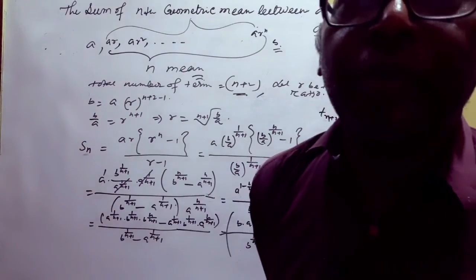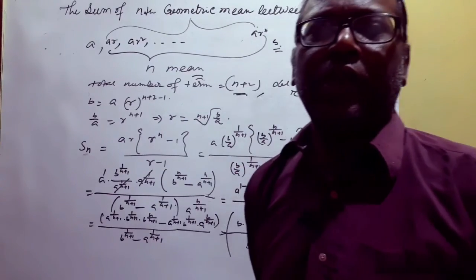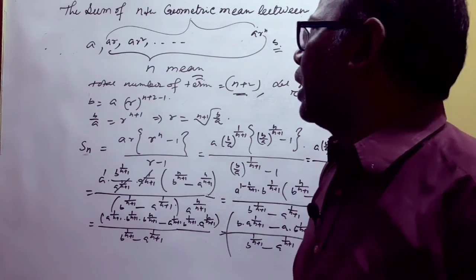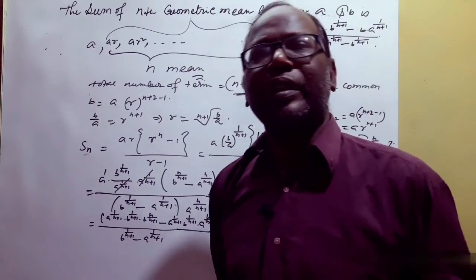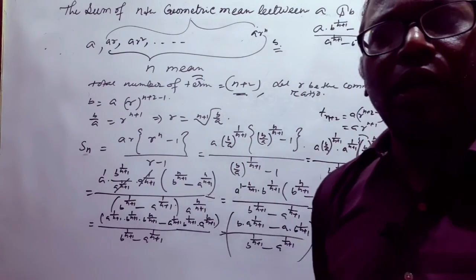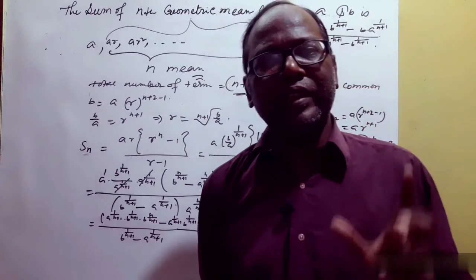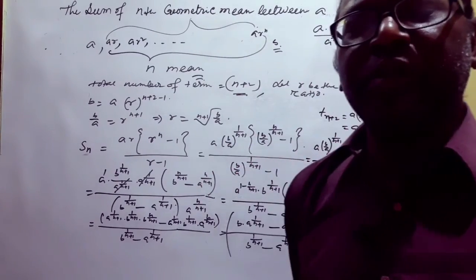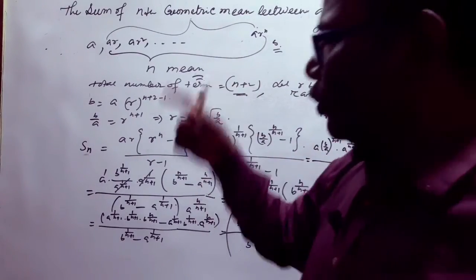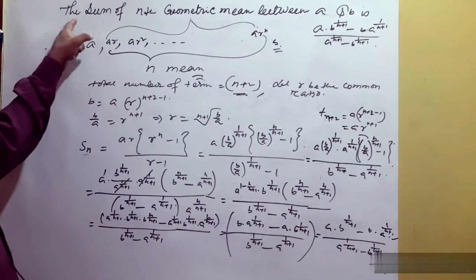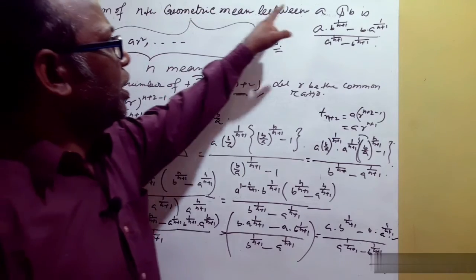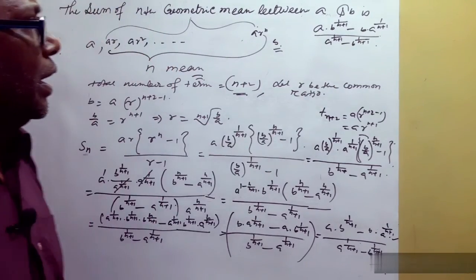Here is a problem of GP series, related to geometric mean. The two numbers a and b are given. Now find the sum of the n geometric means between a and b. Again I repeat the question: find the sum of the n geometric means between a and b, and that is your sum.